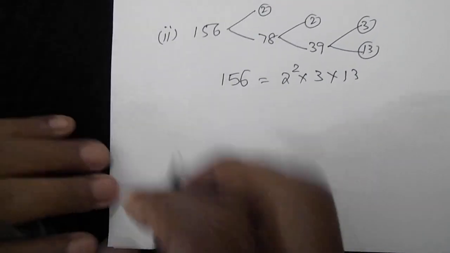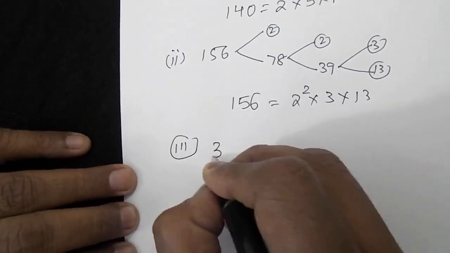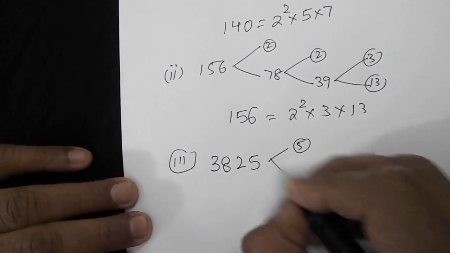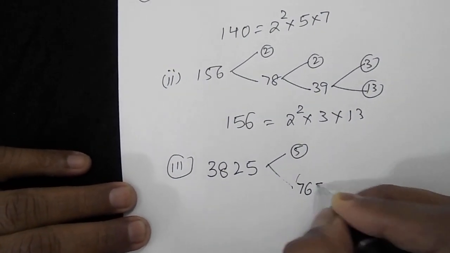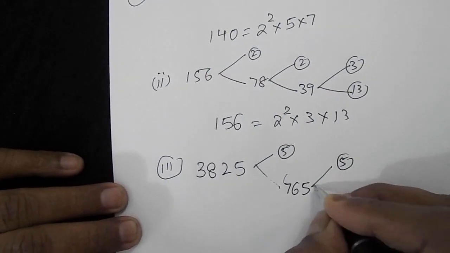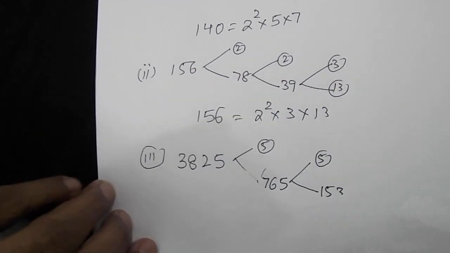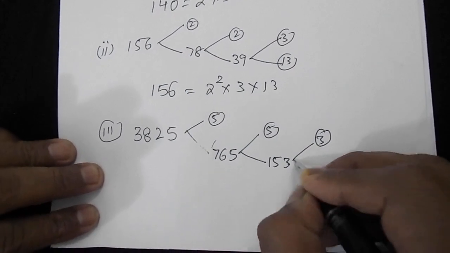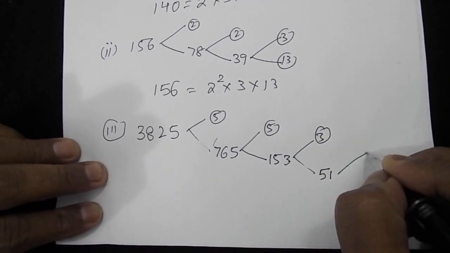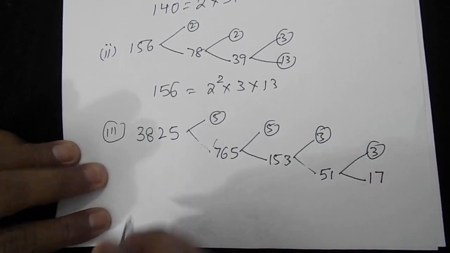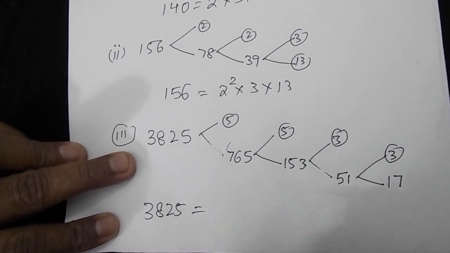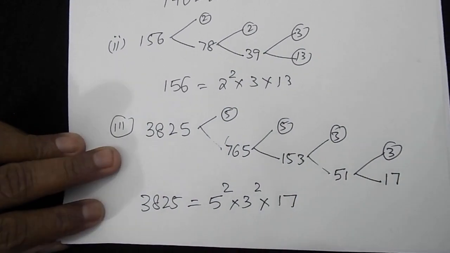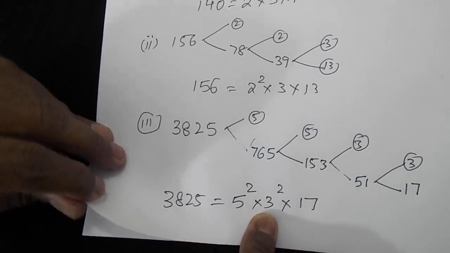Now moving ahead, third part, 3825. We start factorizing with 5, so it will go 765. Now again we divide by 5, so we will get 153. Again we'll try dividing 153, it will be divisible by 3, so we get 51. Again by 3 and we get 17. So 3825 has got the factors 5 square into 3 square into 17.